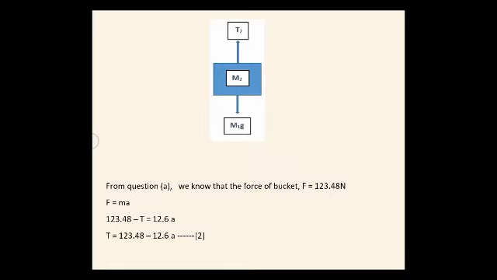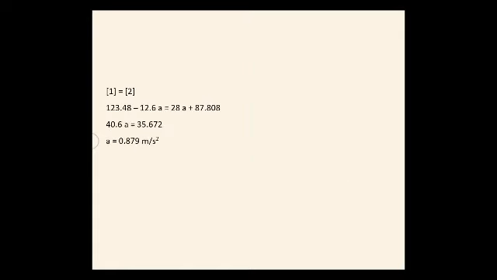Now we also use the Newton's second law. The equation of the Newton's second law is F equal to ma. For the bucket, we know that the force is larger than the tension, so we use the force of the bucket to minus the tension, because the force are pull the bucket down. Now we are having the two equations, so we can solve the equation by using the mathematical method. And now we can know that the acceleration of the system is 0.879.